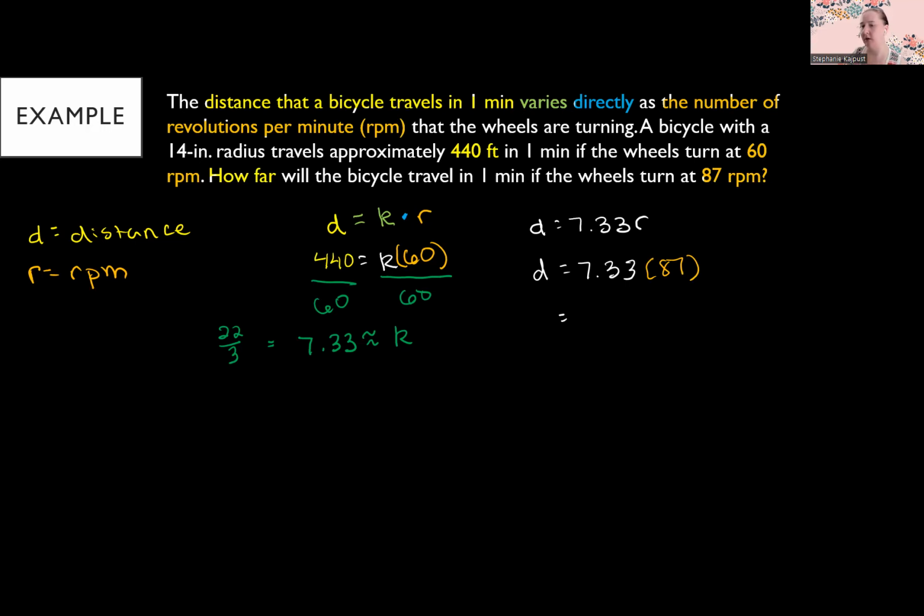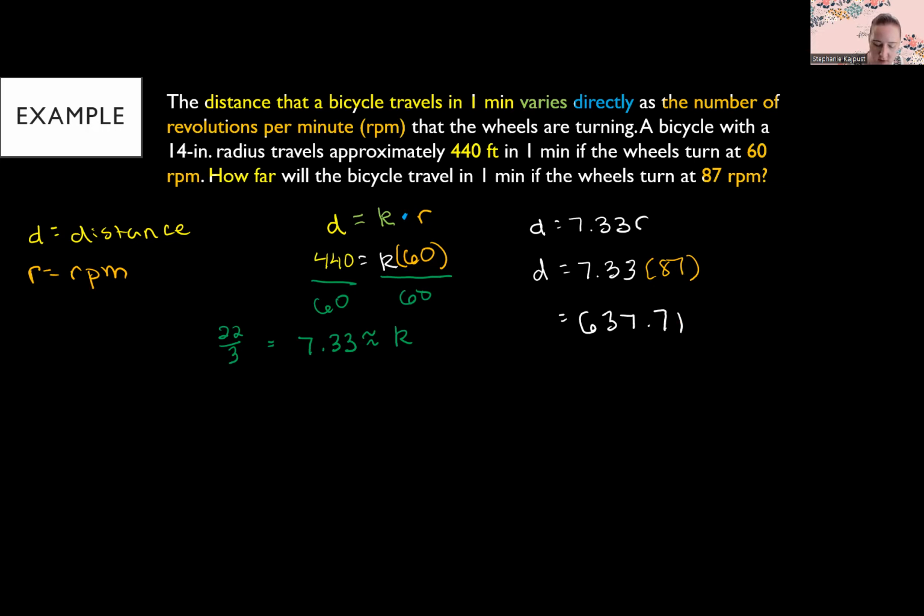And so you just need to multiply those, 7.33 times 87. And so because I rounded to 2 decimal places, my answer ends up having 2 decimal places. I get 637.71. Now, if you use 22 over 3, you actually come out to 638.